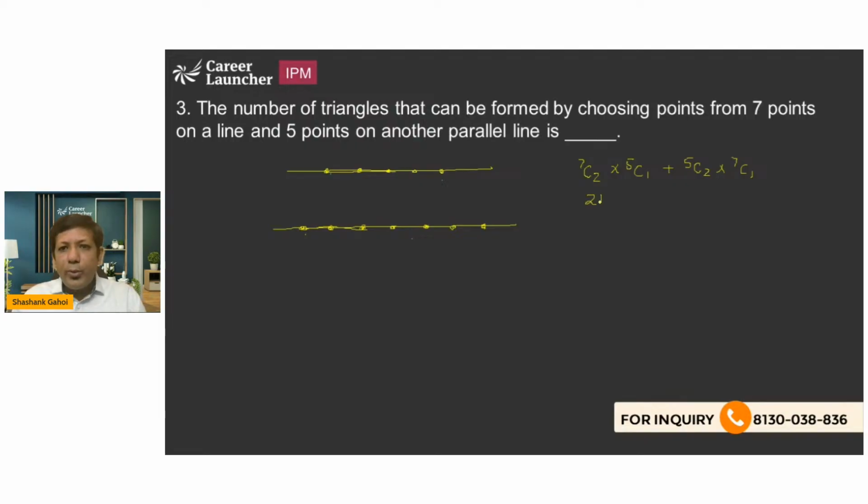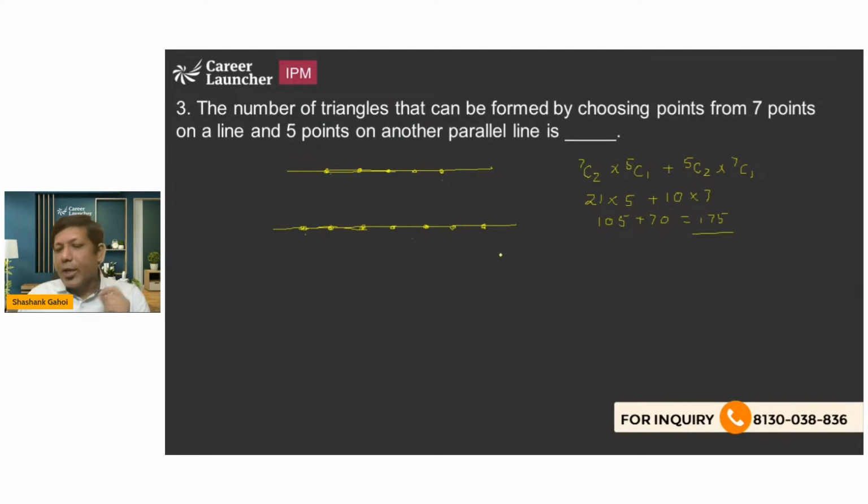So it is going to be 21 into 5 plus 10 into 7. So that is going to be 105 plus 70, and it comes out to be 175. So what is the total number of triangles I am going to get? That is 175. Now that is the first approach. Now what is the second approach? Okay.